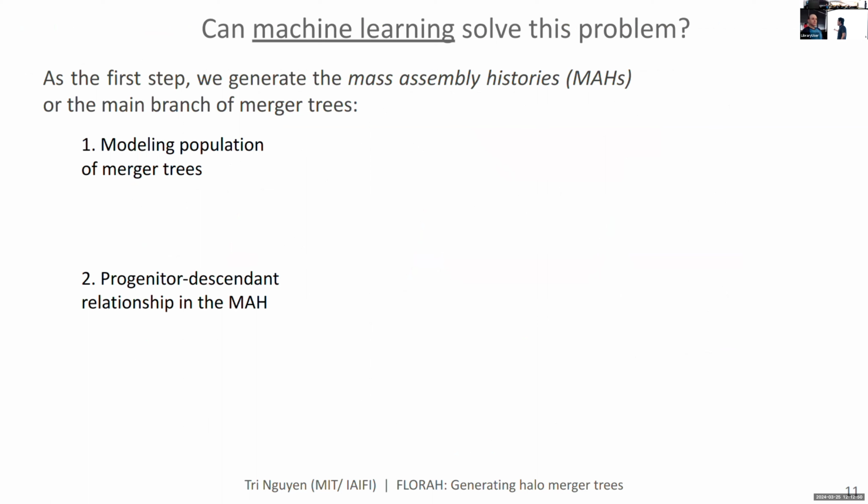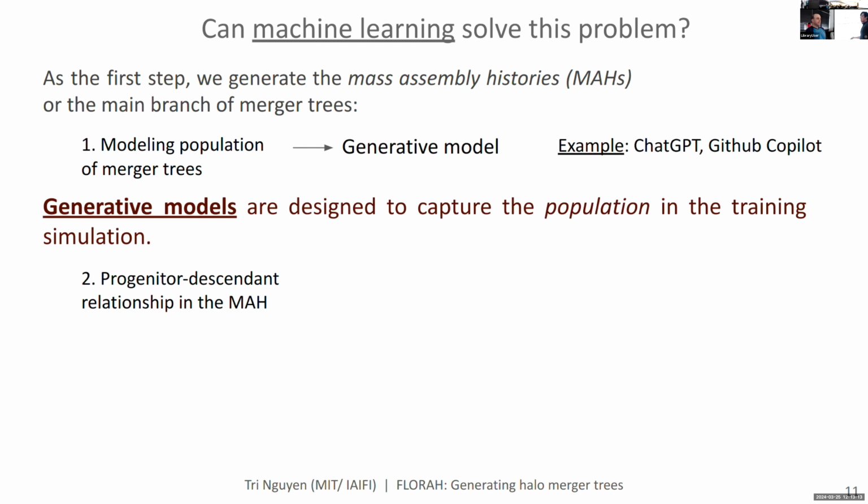Modeling the entire population of merger trees, because merger trees are inherently random. If I give you a halo with a similar mass, similar dark matter concentration and properties to the Milky Way at different locations of the universe, it might not have the same merger history. So you want to be able to capture not just a point estimate of the mass assembly history, but the entire population. Using generative models is a way to go, because these models are designed to capture the entire population from the training simulations.